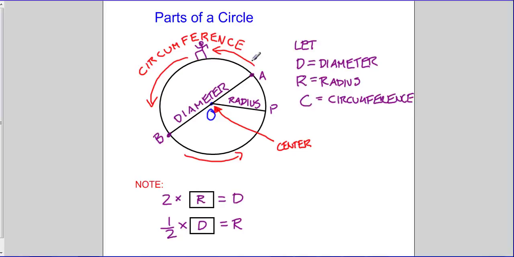And then c stands for the circumference, which is one lap around a circle, or the distance around a circle. Or if this was a wheel, if I rolled it one revolution, that's how far. So if I had a wheel, the distance it travels in one revolution when you roll it is the circumference of the wheel.